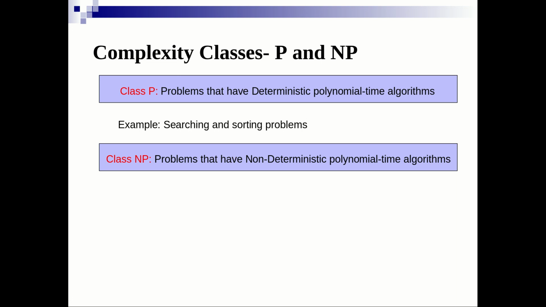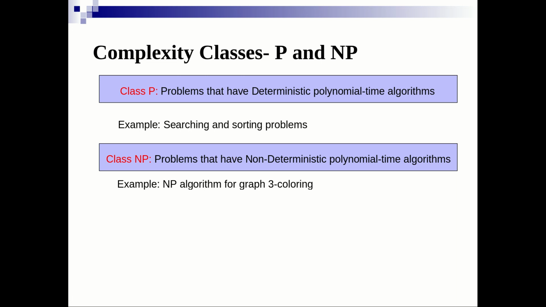Under class P, most of the algorithms that you have already studied are in class P, I mean deterministic polynomial time. For example, the searching and sorting algorithms, minimum spanning tree algorithms, the shortest path algorithms, and the matrix multiplication problem all come under class P. Now what is class NP? That is what we are going to see next.